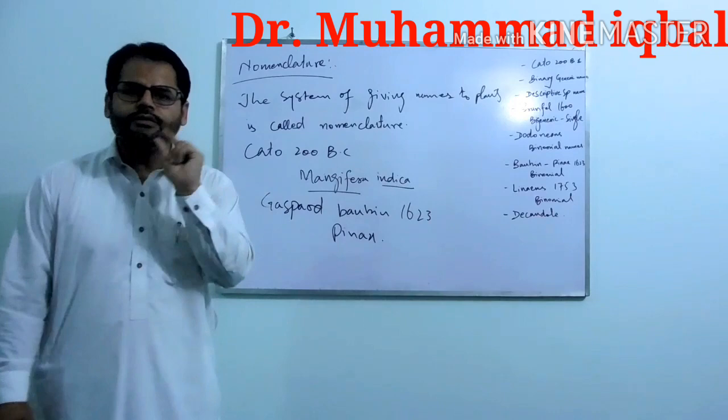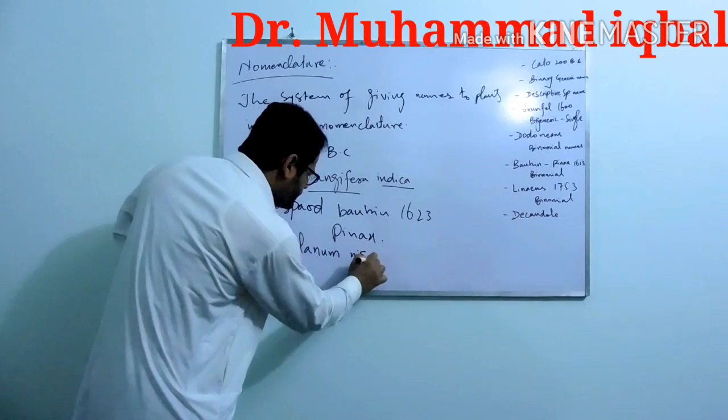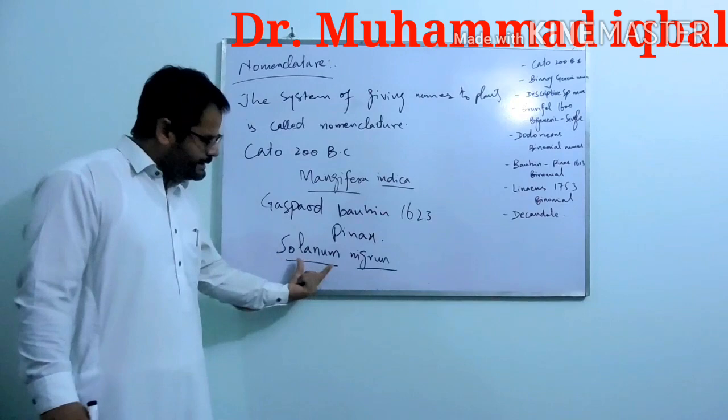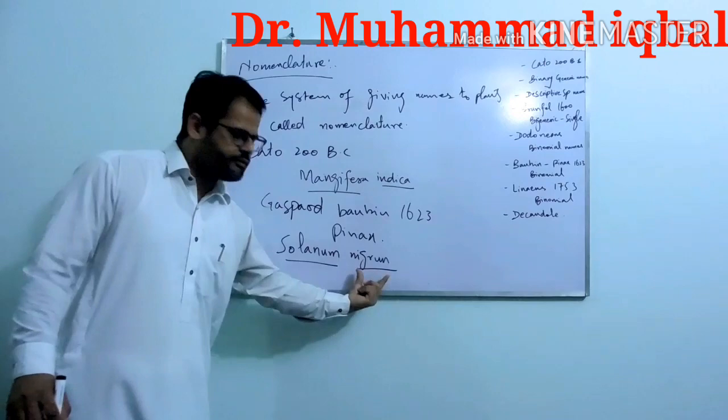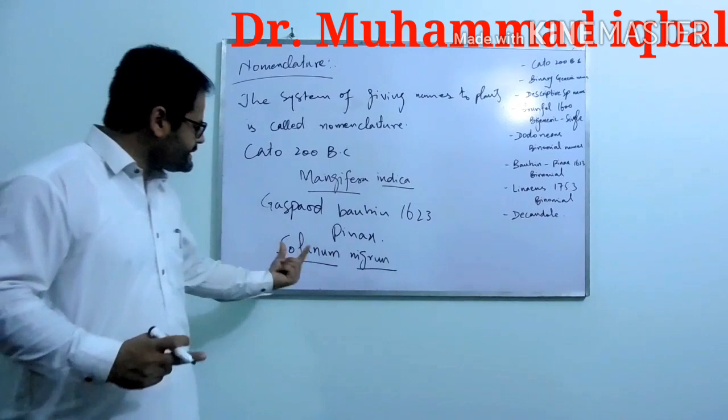For example, Solanum nigrum. Solanum nigrum is the botanical name of the nightshade plant. This name consists of two words, Solanum and nigrum. Solanum is considered the genus and nigrum is considered the species. So this was basically the binomial system.